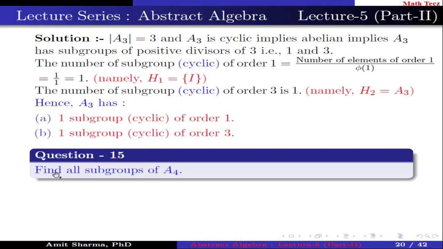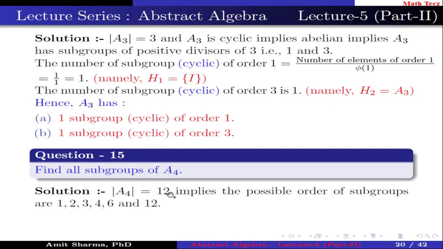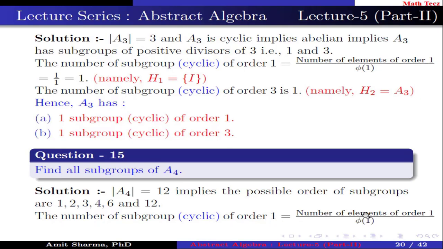Question number 15. Find all subgroups of A4. The order of A4 is 12. Implies the possible orders of subgroups are 1, 2, 3, 4, 6 and 12. The number of subgroups of order 1, which is cyclic, equals the number of elements of order 1 divided by phi of 1, which is equal to 1, and the subgroup is H1, which is equal to the identity.